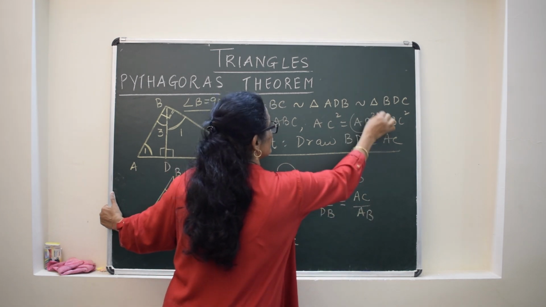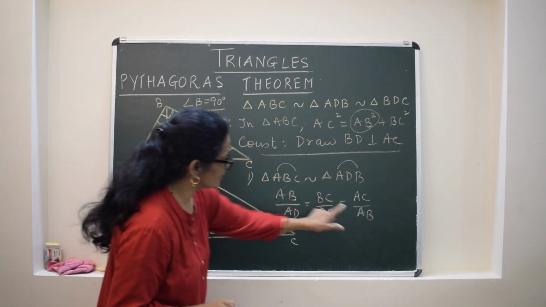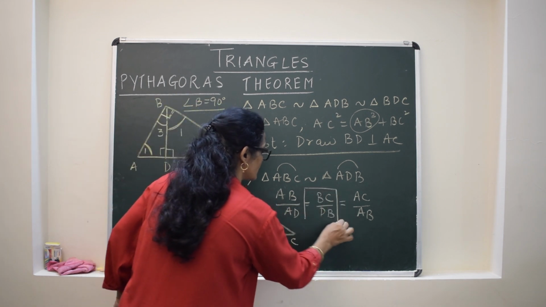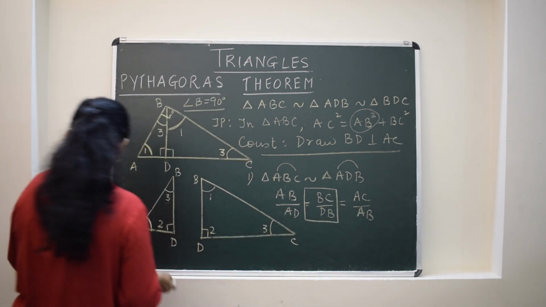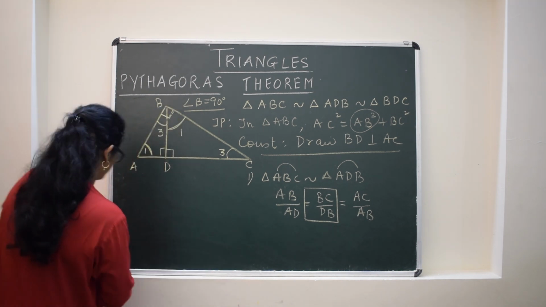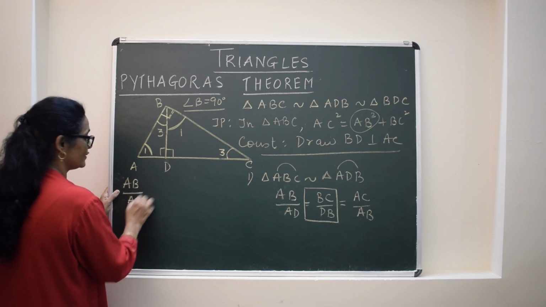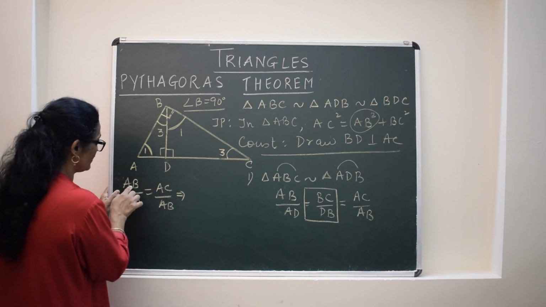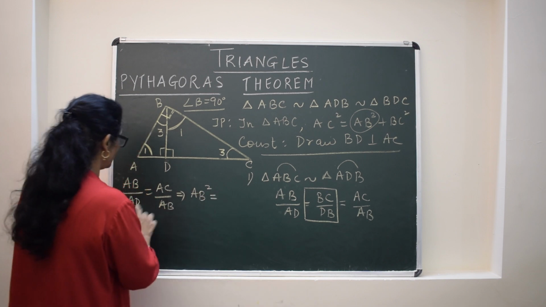What is our need? AB square. And how are we going to get it? If we multiply this and this, we are going to get AB square. It means we will neglect this part. This we don't want. So directly what will we take? These two. So that we will write separately. That is, AB upon AD is equal to AC upon AB, which will give us AB into AB by cross multiplication. AB square is equal to AD into AC.